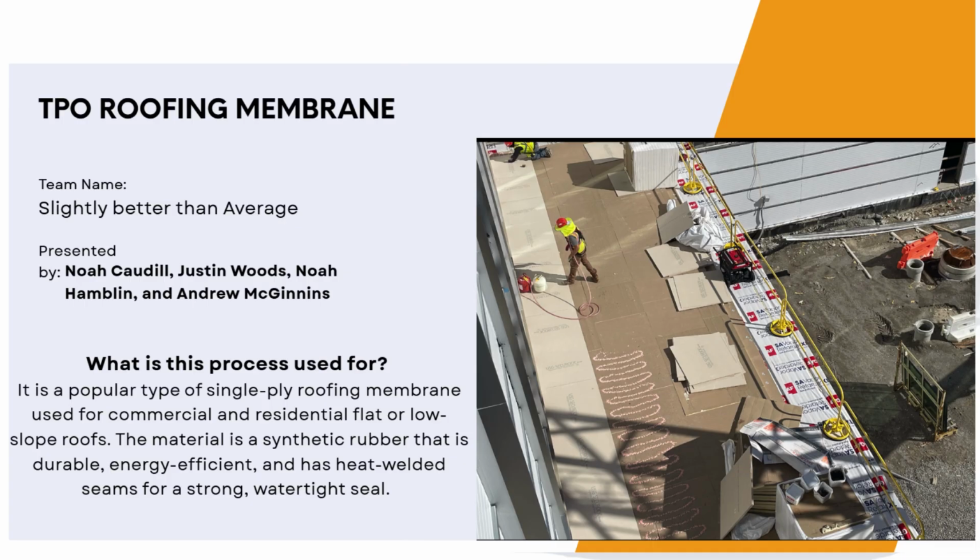Hey guys, this is slightly better than average, coming to talk about TPO roofing membrane. So what is TPO roofing membrane, you may ask? It is a popular type of single-ply roofing membrane used for commercial and residential flat or low-slope roofs. The material is synthetic rubber that is durable, energy efficient, and has heat-welded seams for a strong, watertight seal.